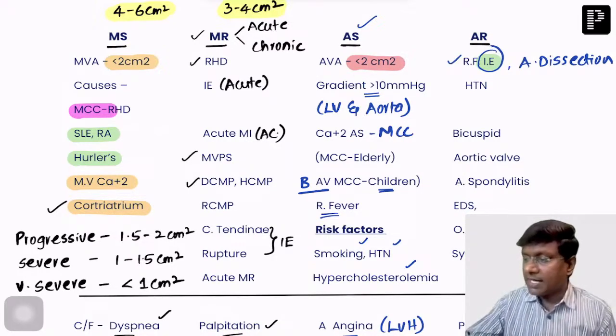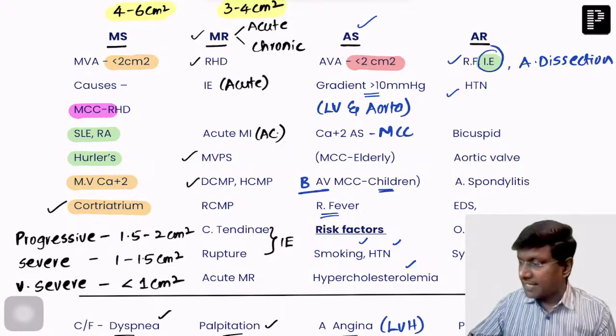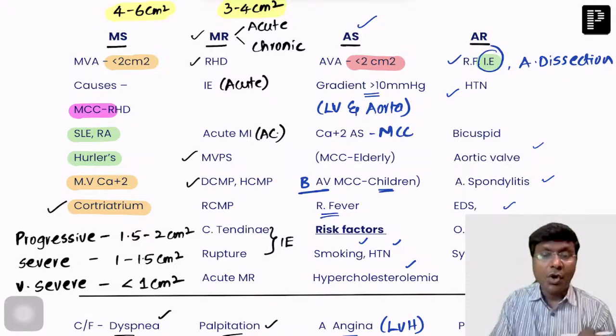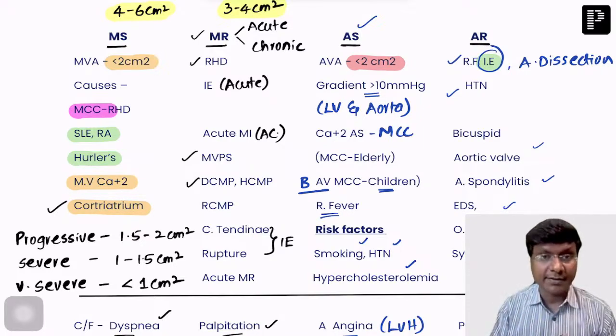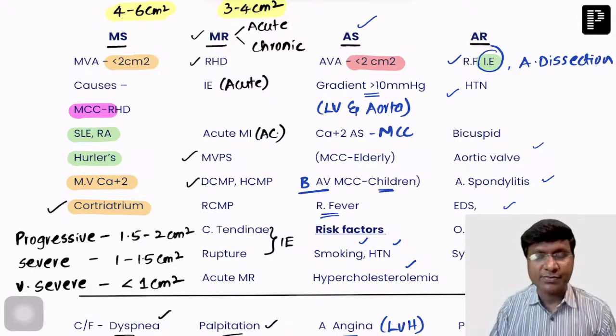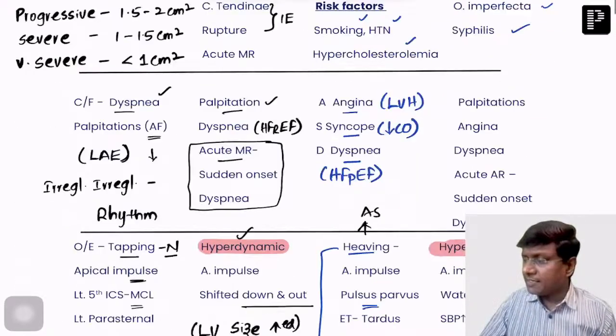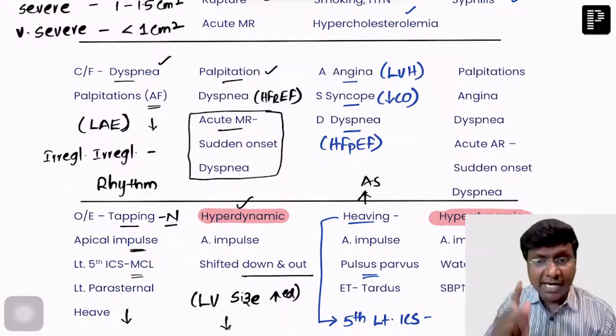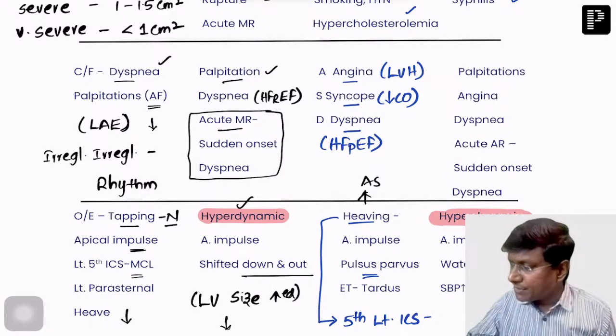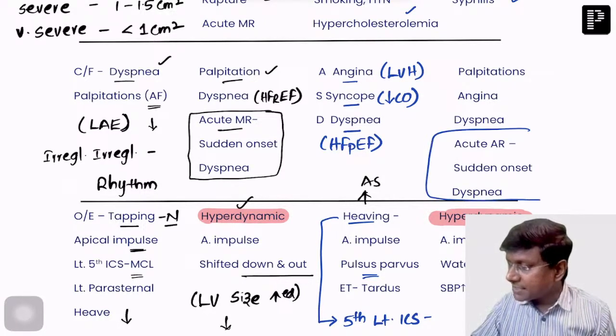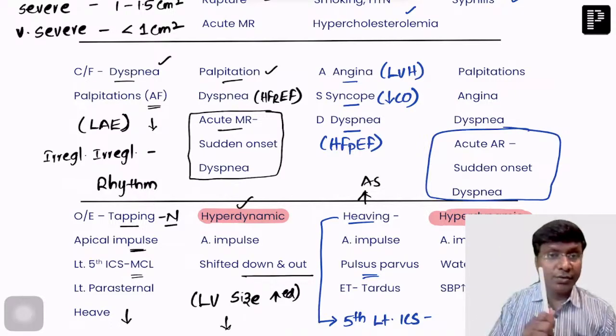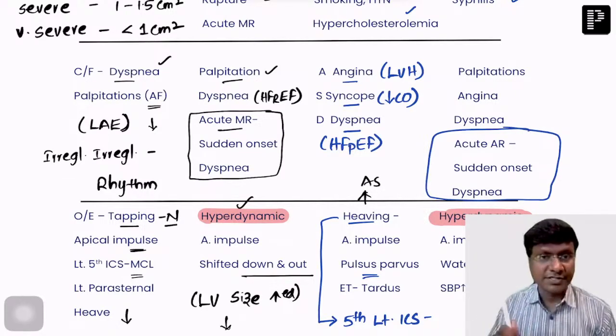Whereas the remaining causes, rheumatic fever, hypertension, bicuspid aortic valve, ankylosing spondylitis, Ehlers-Danlos syndrome, osteogenesis imperfecta, and syphilis, all cause chronic AR. Acute AR is observed in infective endocarditis and aortic dissection. Then what will be the clinical manifestations? If it is acute AR, same like acute MR, you will have sudden onset dyspnea.